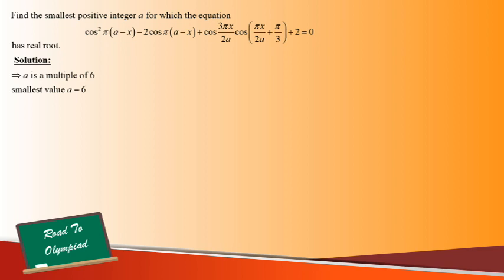In fact, we can have x equal to 8. When x is equal to 8, we have the expression as follows, which is equal to 1 − 2 − 1 + 2, and this is indeed equal to 0. So the smallest positive integer a is equal to 6. And this marks the end of our solution.